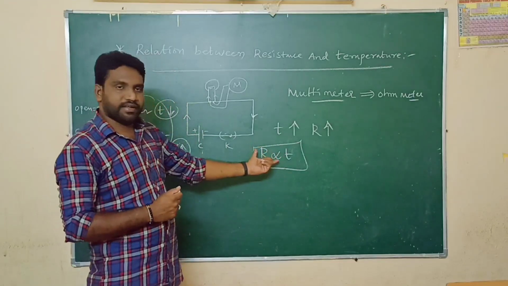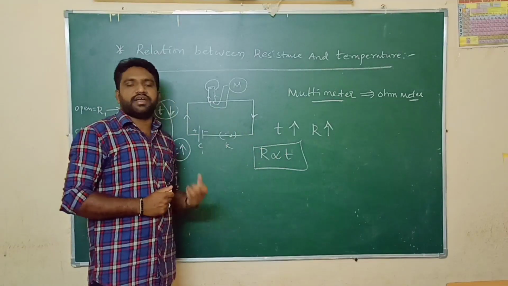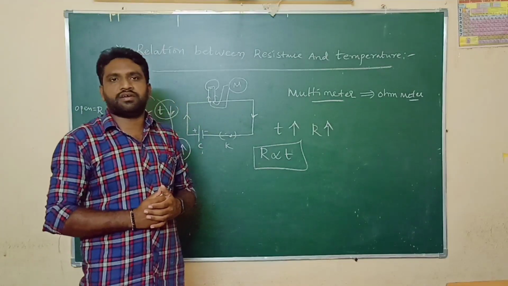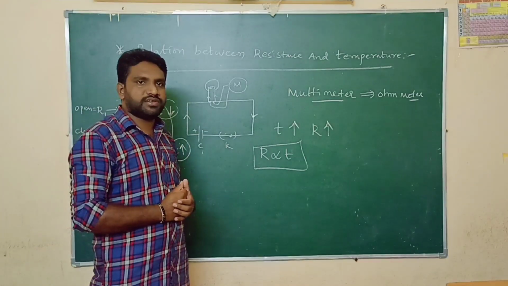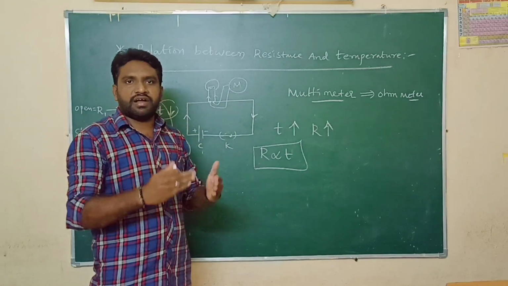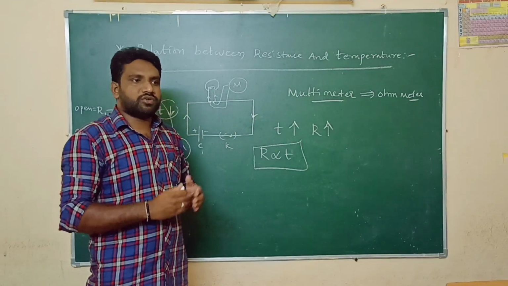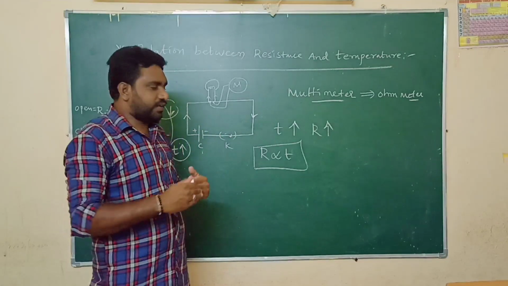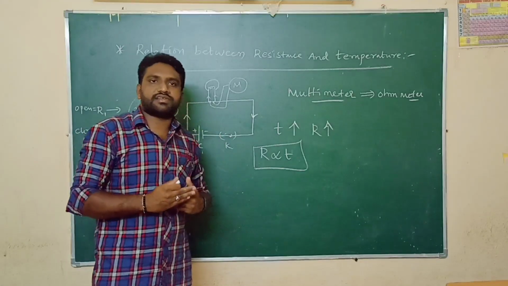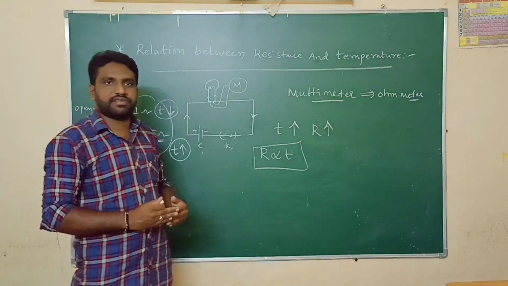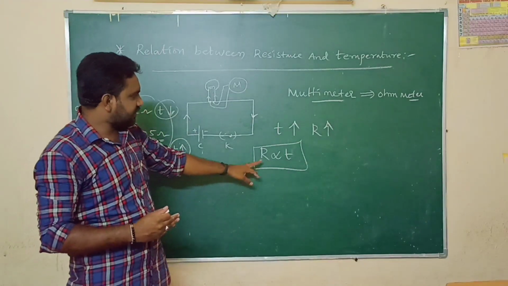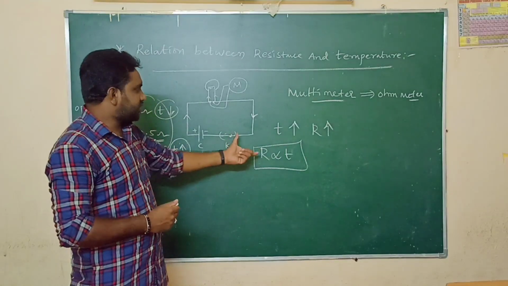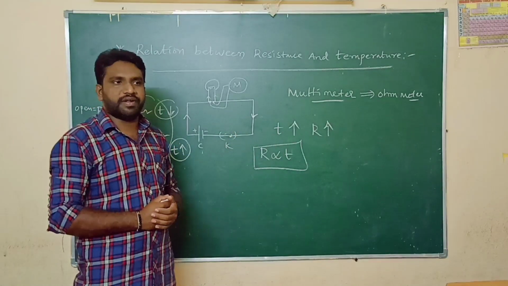Only a simple reason here. When the temperature of the conductor increases, more collisions take place between the atoms and free electrons of the conductor. Due to the more collisions, these atoms strongly oppose the flow of free electrons. This opposition is nothing but resistance. As the number of collisions increases, resistance of the conductor also increases. So the final conclusion is that resistance of the conductor is directly proportional to temperature of the conductor. So this is the relation between resistance and temperature.